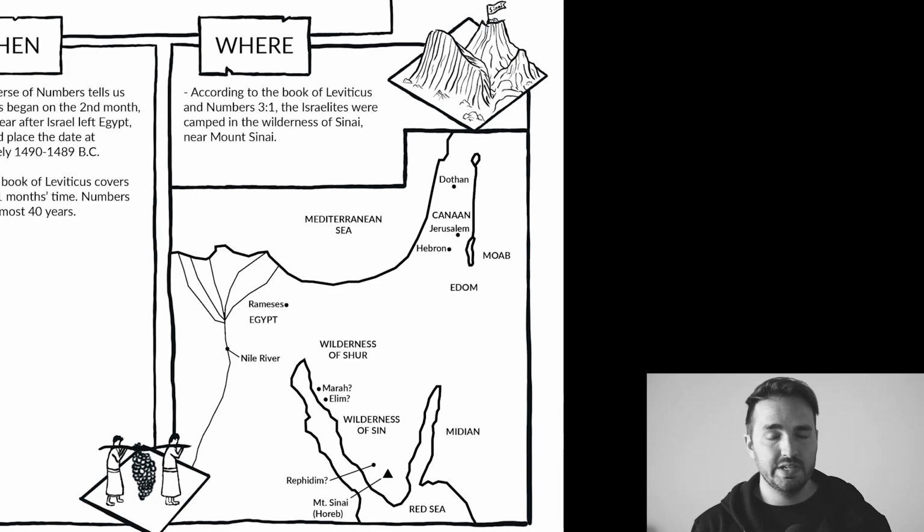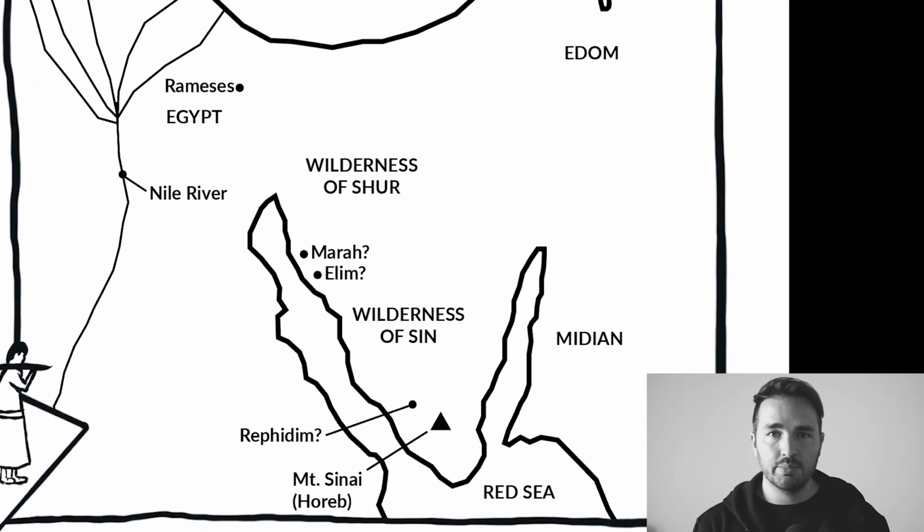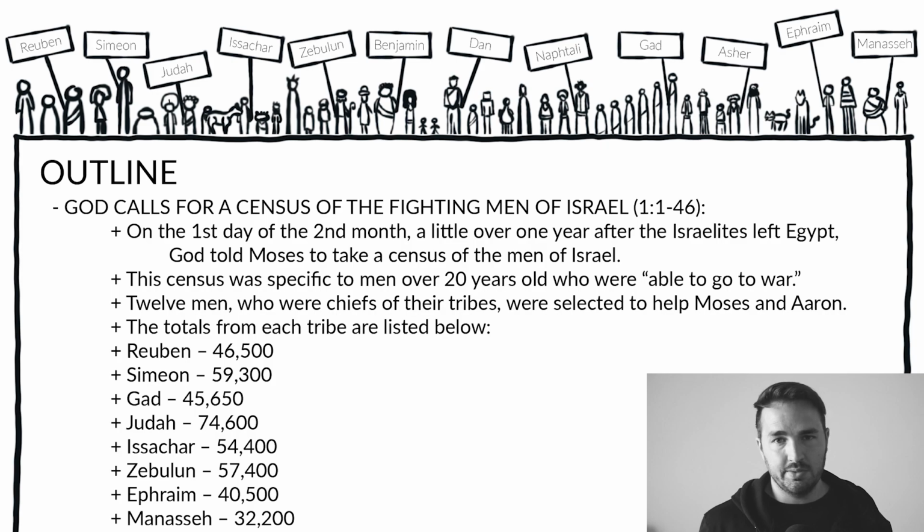According to the book of Leviticus and to Numbers chapter 3, verse 1, the Israelites were camped in the wilderness of Sinai, very near to Mount Sinai. And you can see the traditional location of Mount Sinai down on the map, sitting right in the fork of the Red Sea. So hopefully before you do these outlines, you read the chapter for yourself first.